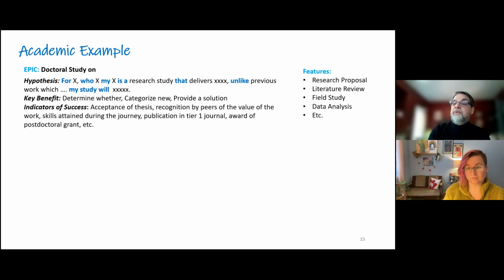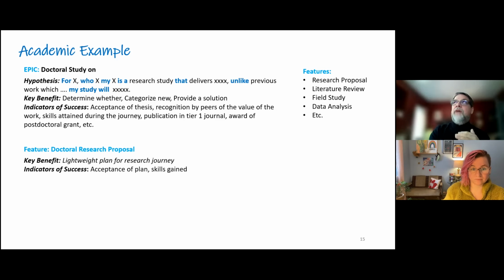Features: research proposal, literature review, field study, data analysis. Those are your chunks. Now you could actually break these features down into sub features, down to the point where you've got actual workable work to go do. If it's the research proposal, you want it to be a lightweight plan for your research journey and not a tome, not Tolstoy. You want enough to go do some work to validate whether the hypothesis direction you're heading is the correct one.